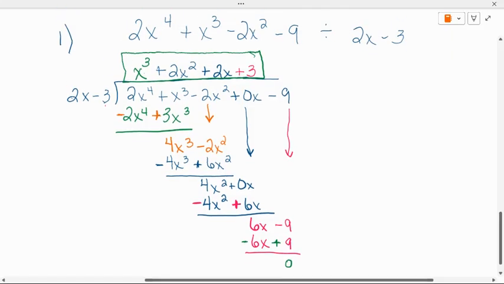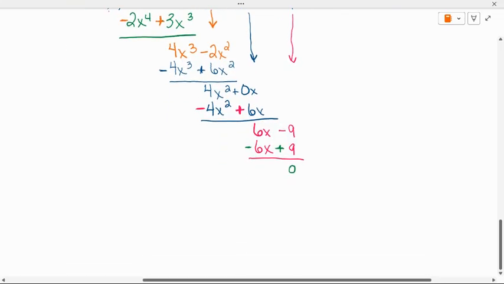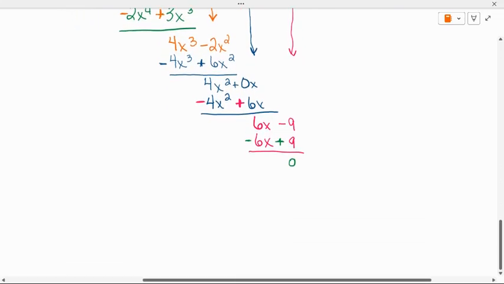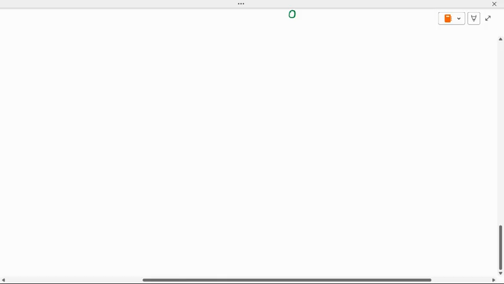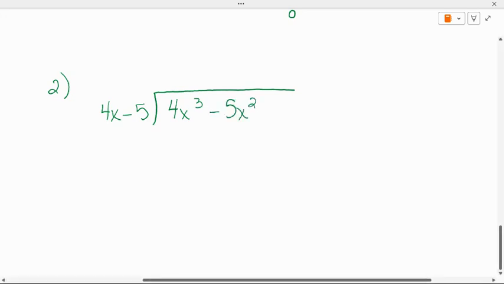Can we do number 2? Nate, I'm coming to you first, okay? You got this. So number 2, I'm dividing by 4x minus 5. So that's my divisor. It's going to go on the outside. I have to make sure I don't have any missing terms. And this one doesn't. 4x cubed minus 5x squared minus 16x plus 20.